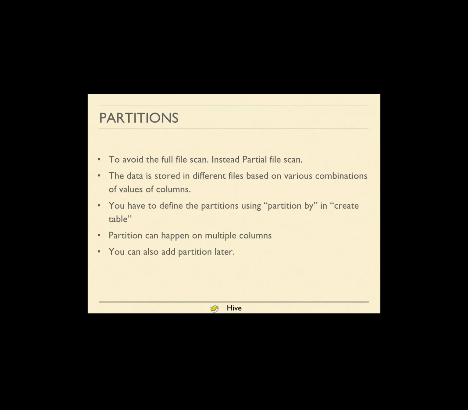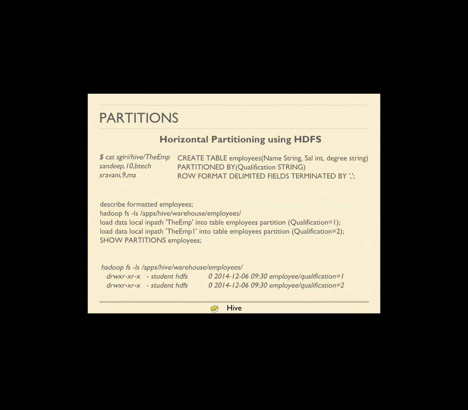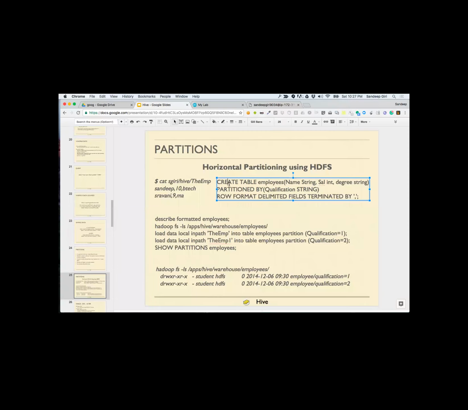Okay, so the data is stored in different files based on various combinations of columns. All right, I'll show you an example. So you have to define the partitions using partition by in create table. All right, and partitions can happen on multiple columns. Okay, this is again a little bit more hands-on exercise, so let's try to see what happens in this case. Okay, if it's not clear, please feel free to interrupt. Okay, so please feel free to ask questions.